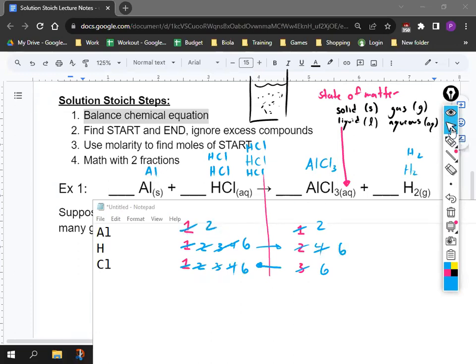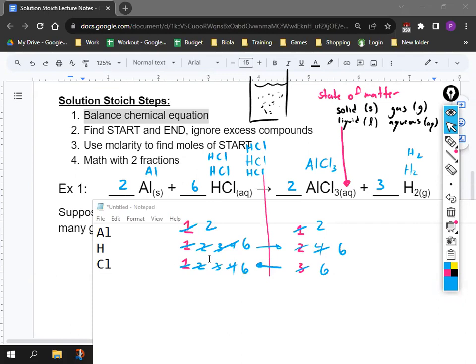So that was kind of a mess to go through. But your final coefficients, the numbers that go in the front, will be 2, 6, 2, and 3. All right, so I know that we added quite a bit, but like I promised you guys, as long as you just keep adding to the side that has fewer, eventually it will balance out.